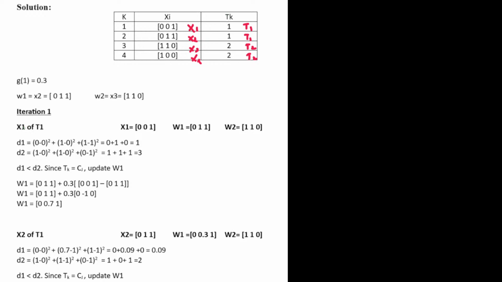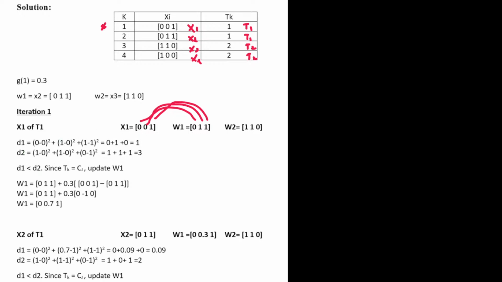So in the first iteration we do x1 t1, and we put the x1 value, which is 0 0 1, and then w1 and w2, the values we have here, 0 1 1 and 1 1 0. Then we calculate the distance. The distance between w1 and x1 we call d1, and we calculate 0 minus 0, 1 minus 0, and 1 minus 1, and square them. So 0 minus 0 squared, 1 minus 0 squared, 1 minus 1 squared, and you get 1.